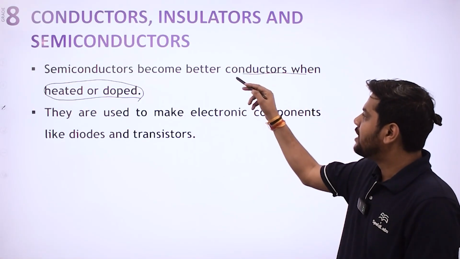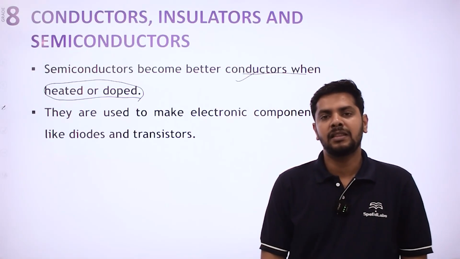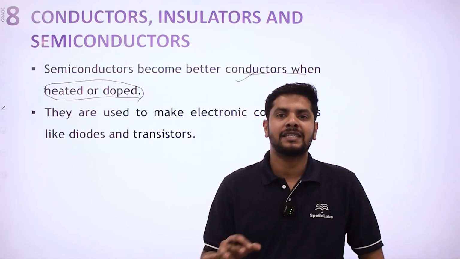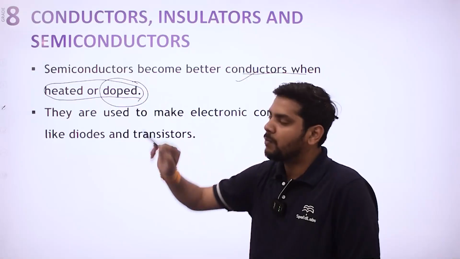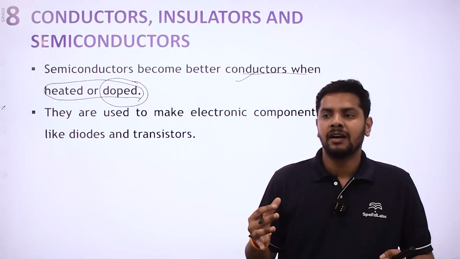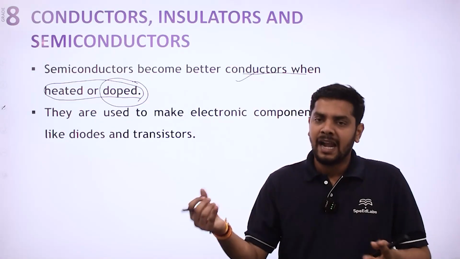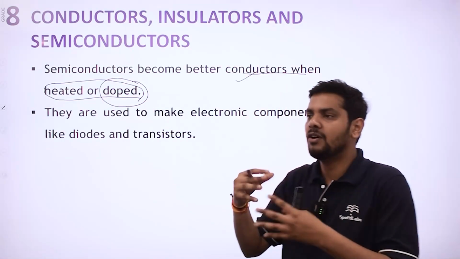So what will happen, students? You will get a better conductor. Because a better conductor will be the one which will allow more and more electrons to flow in the same time. And doped, what is the meaning of this word doped? Doped means, let's suppose I am taking some other material, some kind of impurities, and I'm mixing it with it, right? So doping simply means mixing of them.